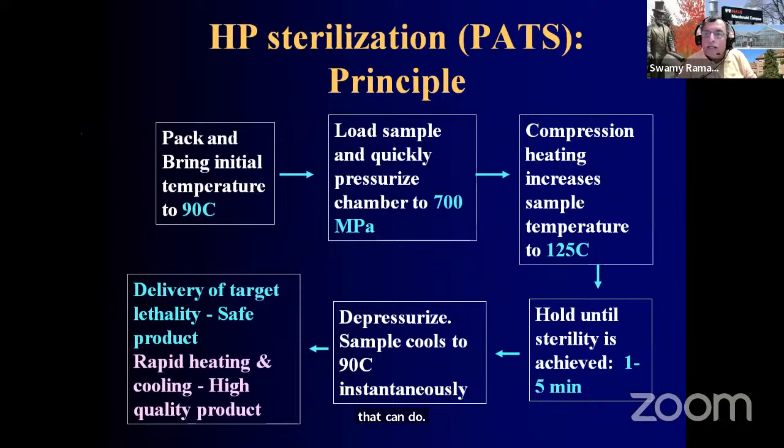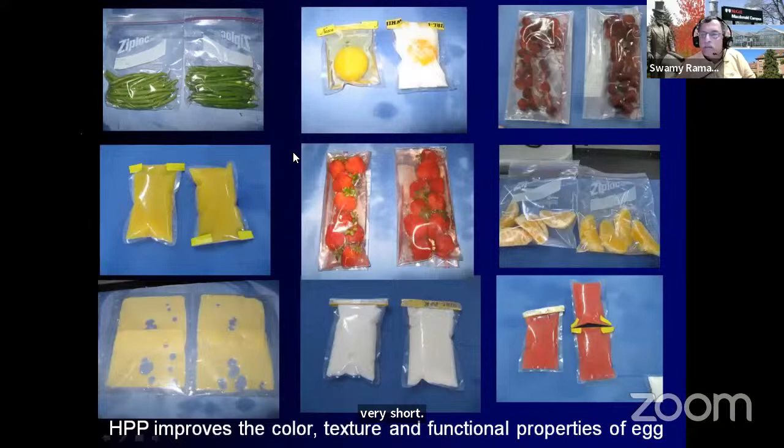That's the reason you get excellent quality product for high pressure sterilization. You have very rapid heating and rapid cooling, and holding time is very short. So it's a safe process and very high quality product. I'm showing here some examples. Everything has two pictures. What are these two? First one is before high pressure treatment, second one is after high pressure treatment.